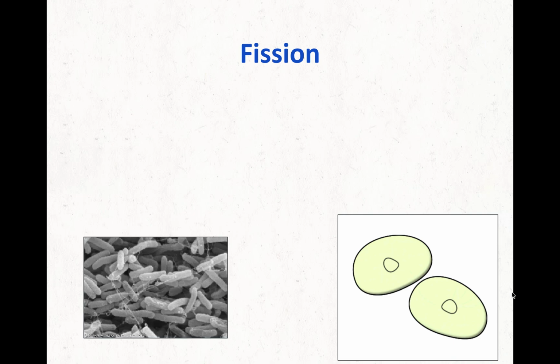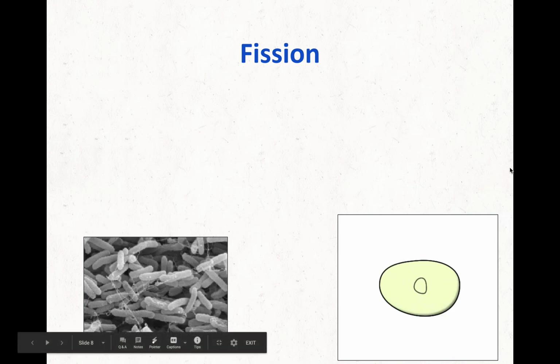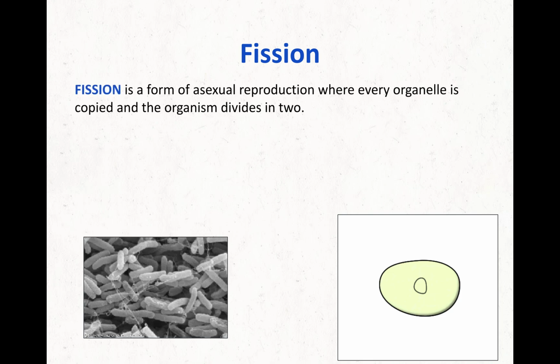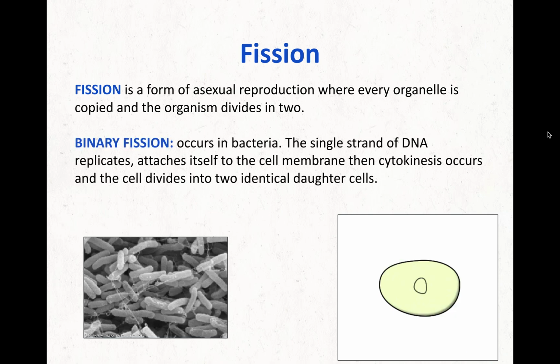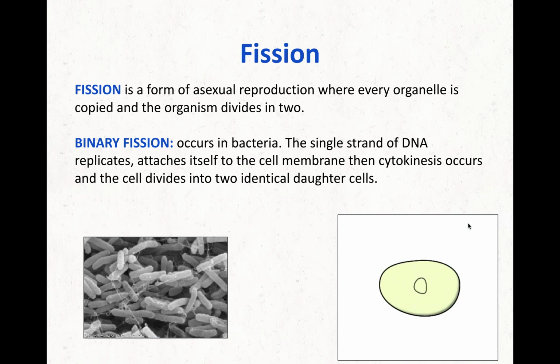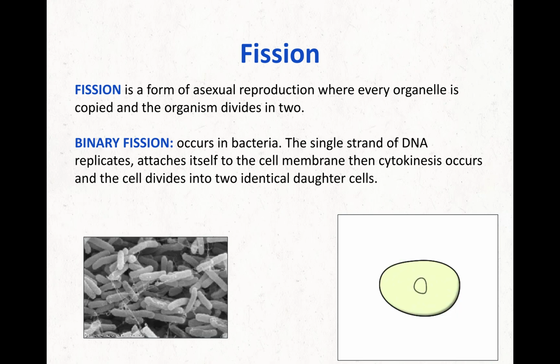Okay, so have a look at the little diagram here. This is basically binary fission. Copy the DNA, 2 cells. We learned about that last time in our last topic. So asexual reproduction, where every organelle is copied and the organism divides in 2. If we're talking about bacteria and prokaryotic cells, they don't have organelles. All they're copying is the DNA and making protein, ribosomes.